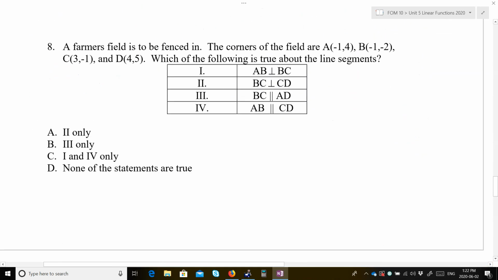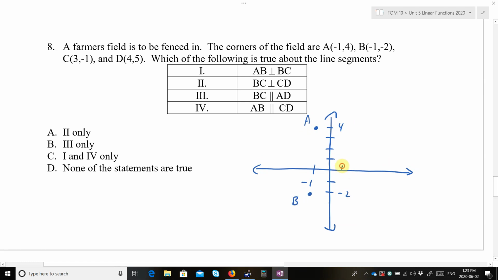All right, and finally, number 8, a farmer's field is to be fenced in. The corners of the field are given. At those points, which of the following is true about the line segments? Okay. If we did a quick diagram of this, we've got negative 1, 1, 2, 3, 4. Here is point A, and we've got negative 1 and negative 2. There's point B, 1, 2, 3, and negative 1. That is point C, and then 4 and 5. Is point D.